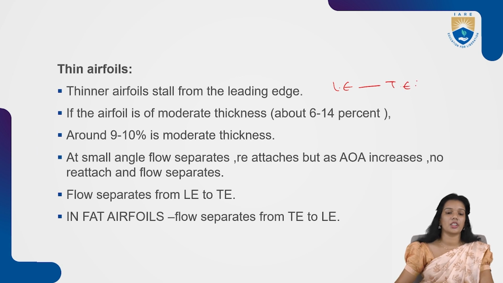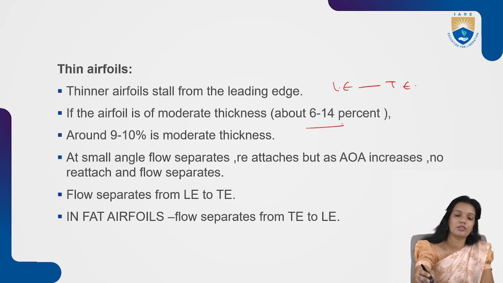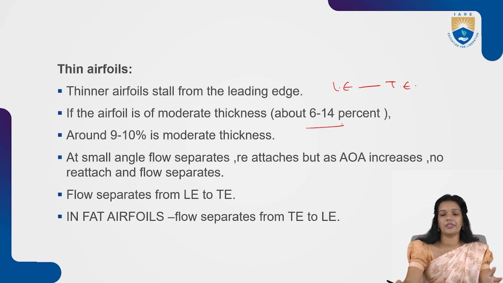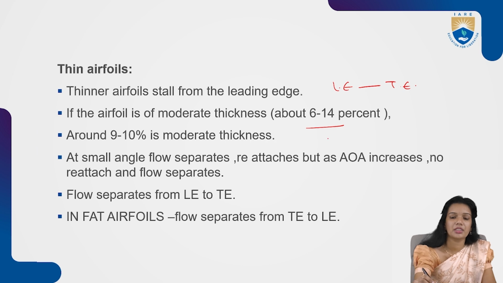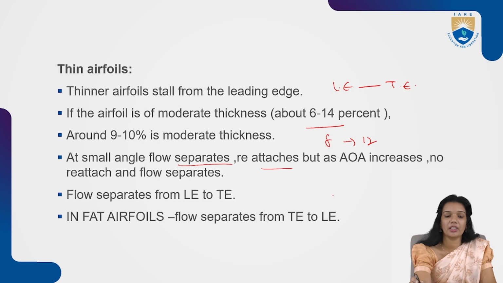Okay, so a thinner airfoil starts to stall from the leading edge, and if the airfoil is of moderate thickness, so thickness is going to be 6 to 14%, and usually 8 to 10 or 12%, that is going to be a moderate thickness here, right? So at small angle, flow separates, it can reattach, but again, as the angle keeps increasing, the flow is going to separate, and again the flow is not going to reattach itself.